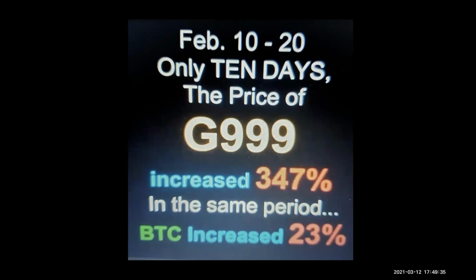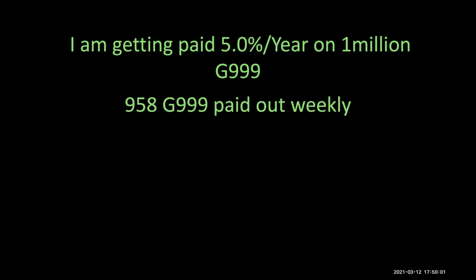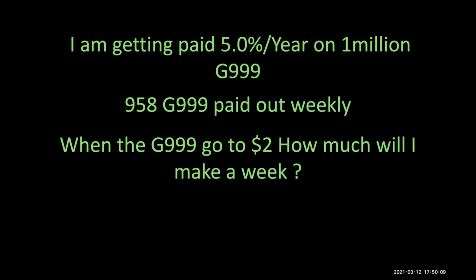When you match it up with Bitcoin, it could not touch it. It had a 347% increase in 10 days from February the 10th to February the 20th. The same period of time, Bitcoin only increased 23%. I'm just saying, I'm getting paid 5% on my million coins, my G triple nine, as they sit in my own wallet, my decentralized wallet. They're paying me out weekly at 958 G triple nines, paid out weekly.